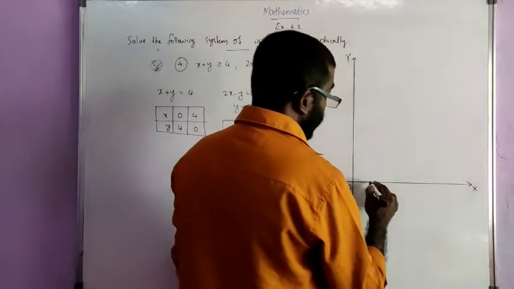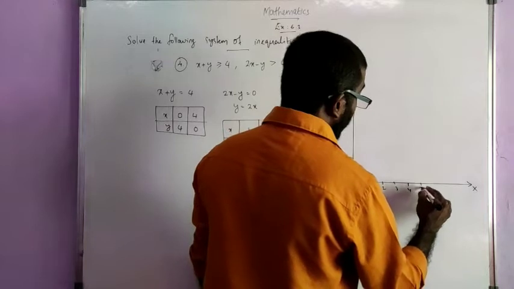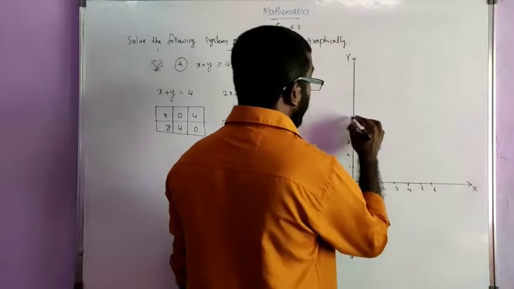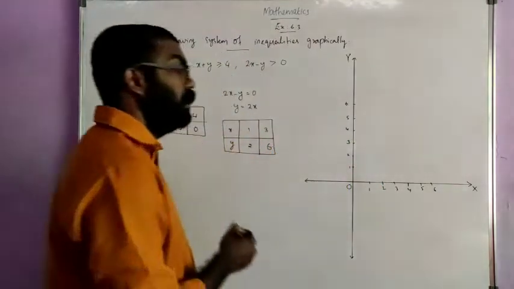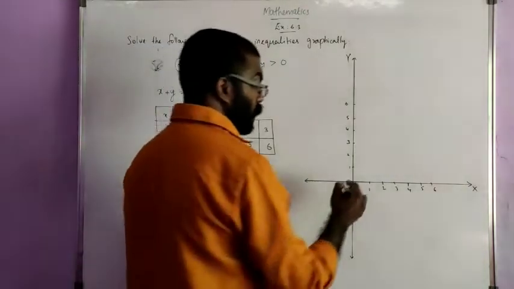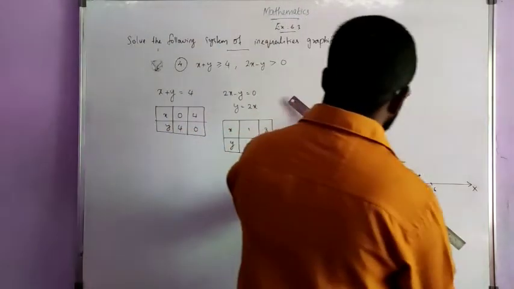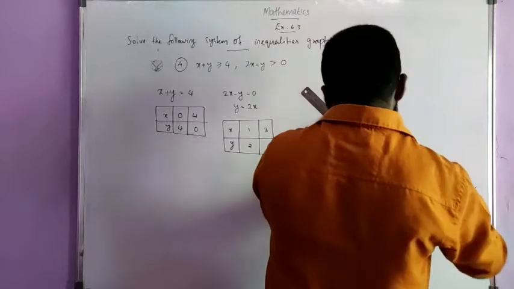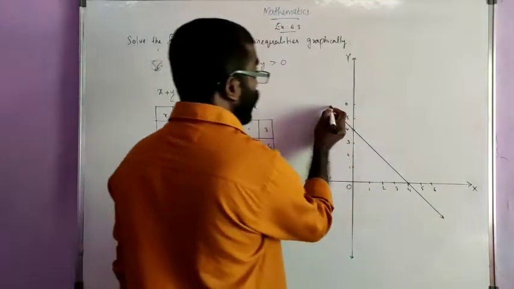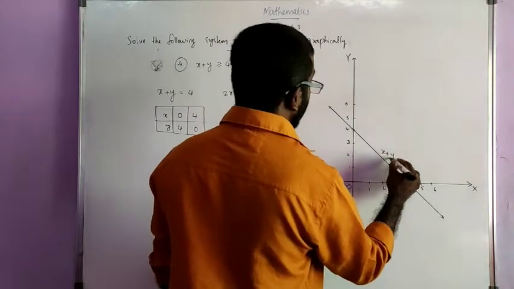First of all, we can mark points on x-axis and y-axis. 1, 2, 3, 4, 5, 6 and so on. Here also 1, 2, 3, 4, 5, 6, etc. Right. For the first one, 0, 4 and 4, 0. 0, 4 here and 4, 0 here. And we can join them, so this is the line for the first one, x plus y is equal to 4.